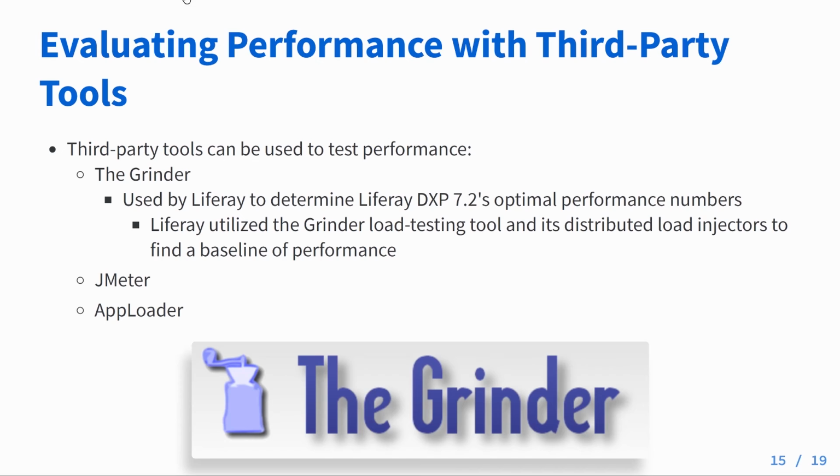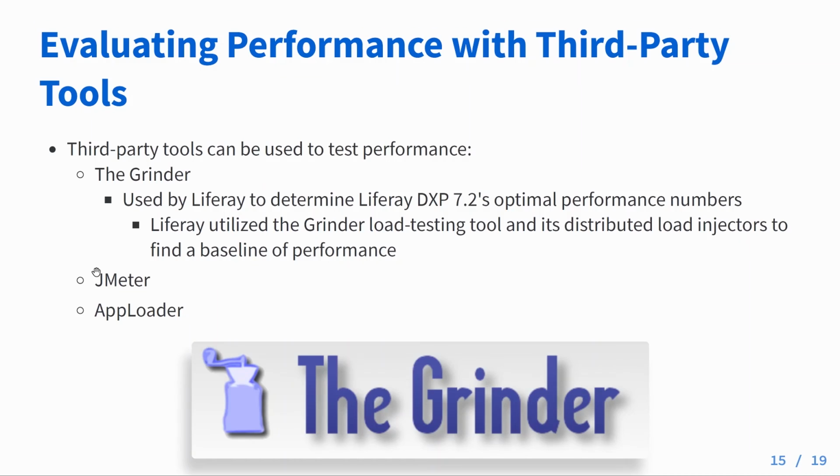If we want to do further evaluation of performance with third-party tools, these tools might include things like the Grinder, which is used by Liferay to determine Liferay DXP 7.2's optimal performance numbers. Liferay actually utilizes the Grinder load testing tool and its distributed load injectors to find a baseline of performance. Other tools might include things like JMeter or AppLoader that you or your team might already be familiar with.